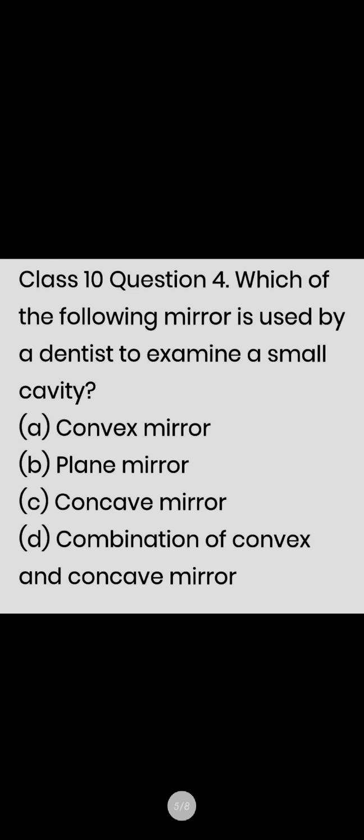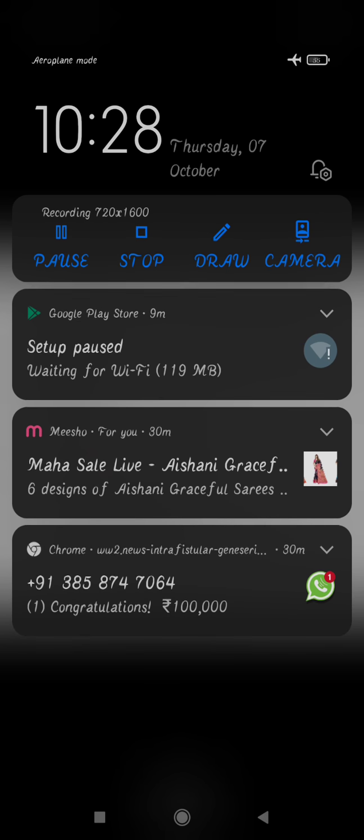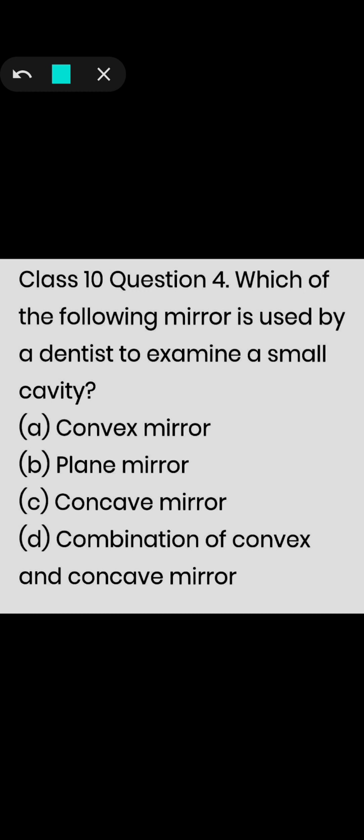See the next question, that is, which of the following mirrors is used by a dentist to see or examine a small cavity? We know that to see the smallest object, if we need a larger image, then we should use a concave mirror. So a dentist uses a concave mirror. Okay.